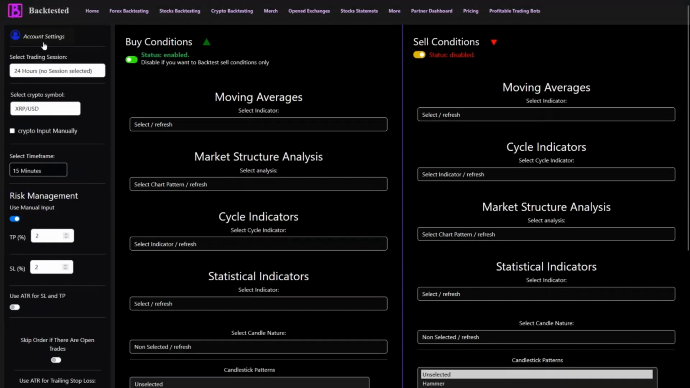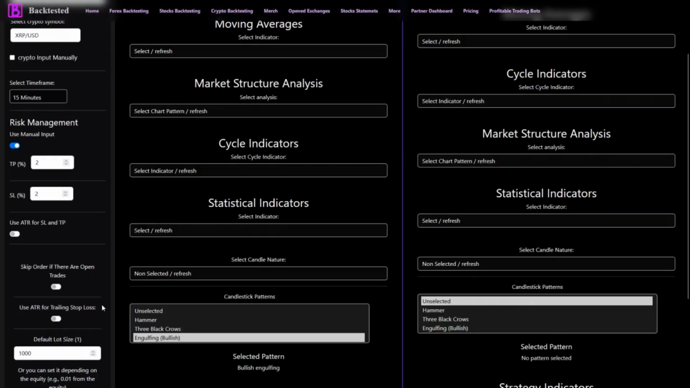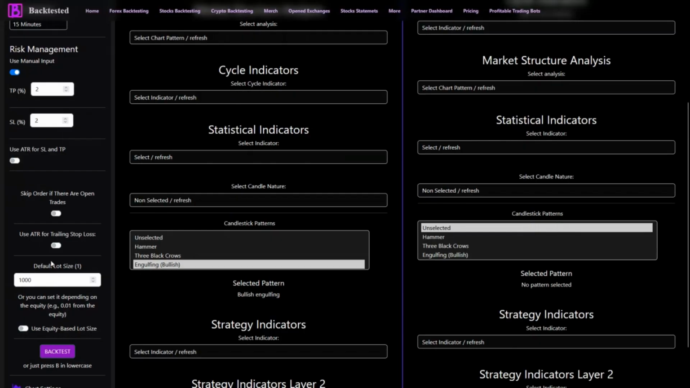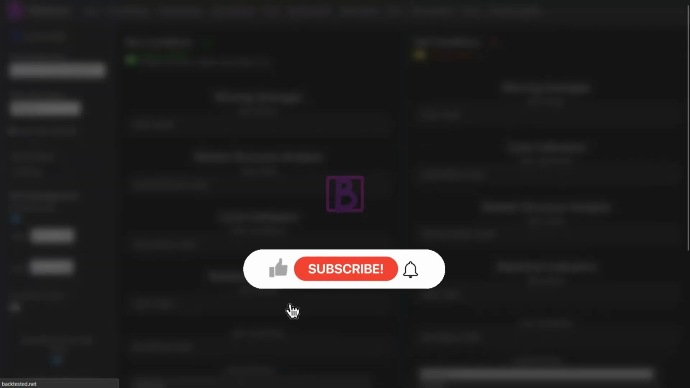In some cases, the backtest may stop placing orders when available funds are low, particularly for high-priced assets like Bitcoin. Now skip trades if there are open orders. I will press backtest and wait a few seconds.